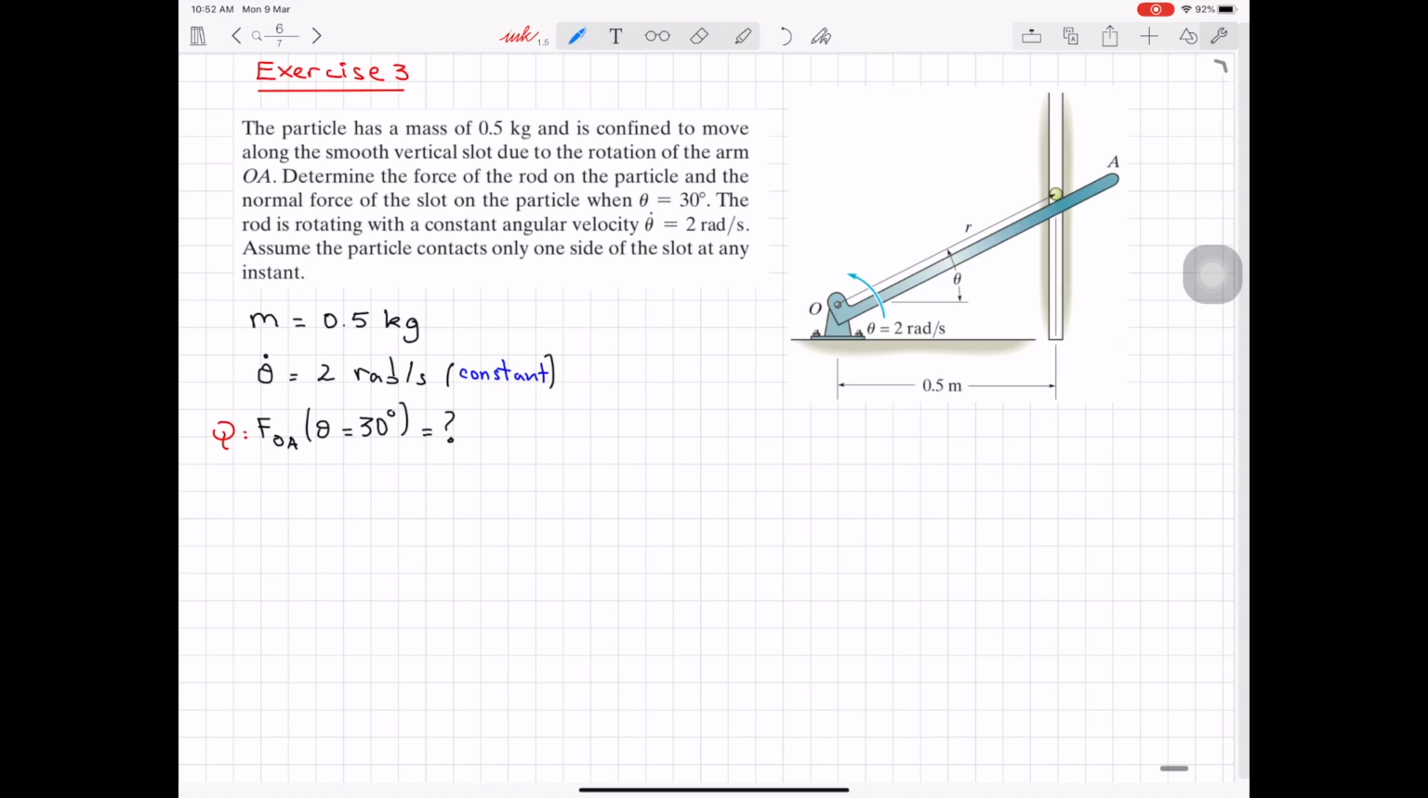So now let's solve another exercise. This is exercise number 3. It's taken from Hibbeler's textbook, exercise 13-98 from the 14th edition of the textbook.